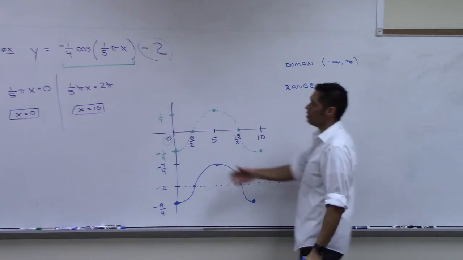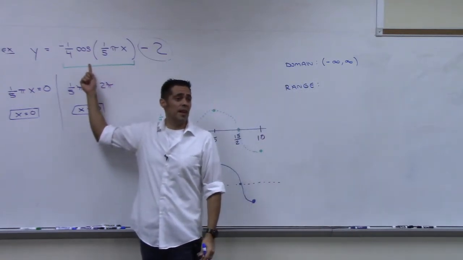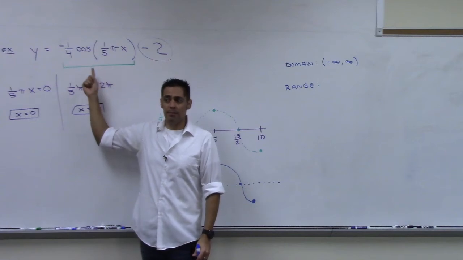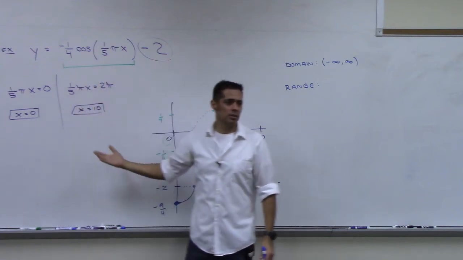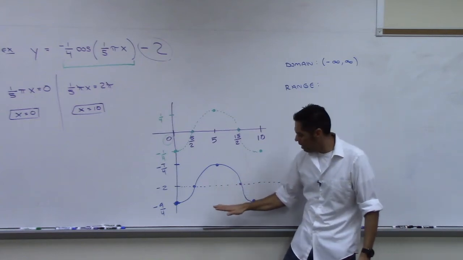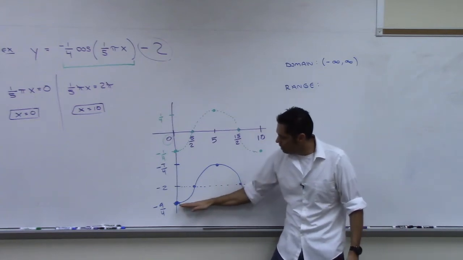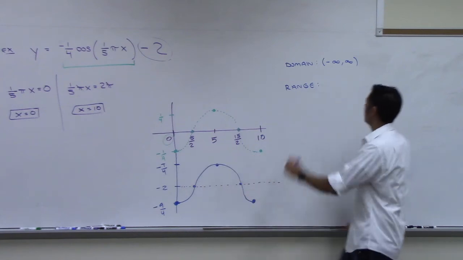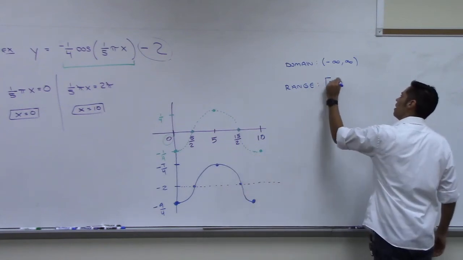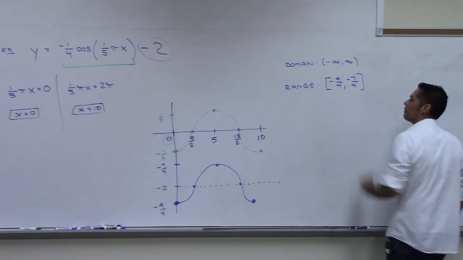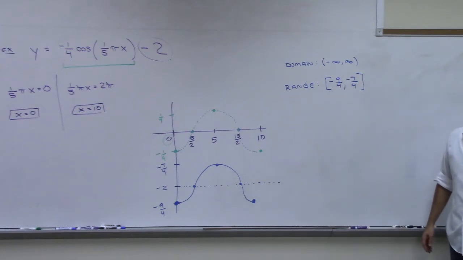It's a little harder to just look at this and get range. You can get it by just looking at it, but the picture really shows it. So what is the smallest y value we have? -9/4. And the biggest? -7/4. So my range is between -9/4 and -7/4. Make sense?